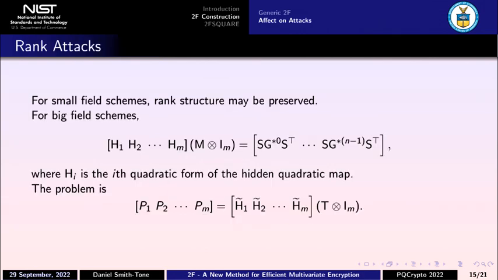Considering rank attacks, the situation is similar. While it is true that if I use something like a stepwise triangular scheme without its output transformation as the central map, that rank structure is preserved, this is not the case in general.